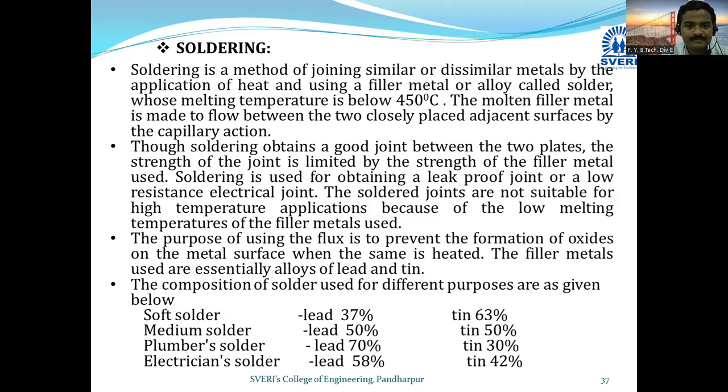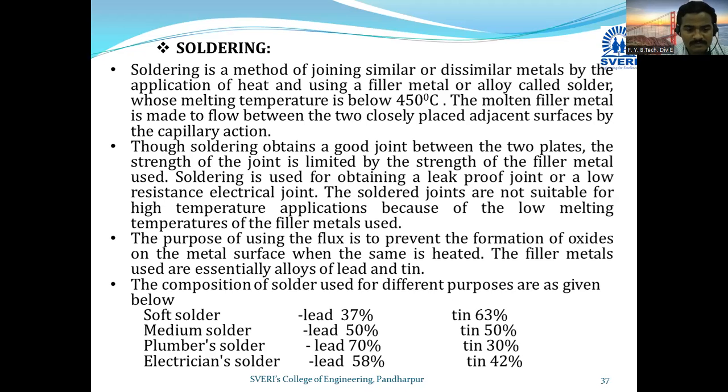For soldering, there are different types we have to consider. One is soft solder, second is medium solder, third is plumber solder, and fourth is electrician solder. There are different areas where you can use each solder. The filler material we use as solder is lead and tin, or you can use aluminum and zinc. But we mostly use lead and tin, varying the composition percentage.